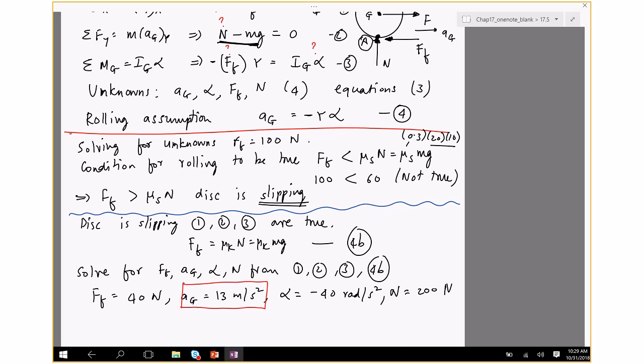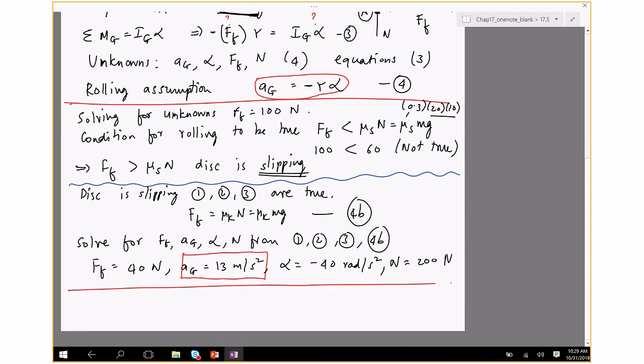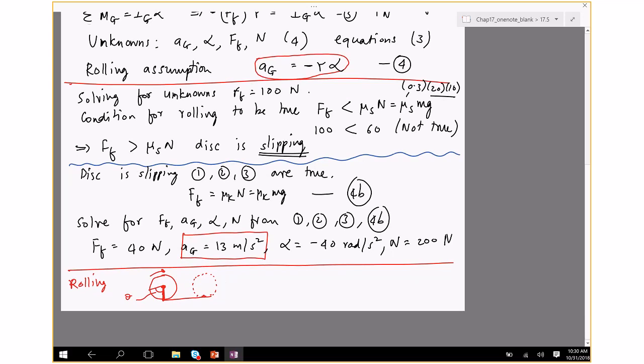Yeah, the rolling assumption is AG equals R alpha. The derivation for the rolling assumption comes this way. Let's say that the disk is rolling, and let's look at what happens to this line as it translates. So let's say that after some time the disk is here. And so in the process it has rolled to the right by an angle of theta. Right? So this distance covered is S.